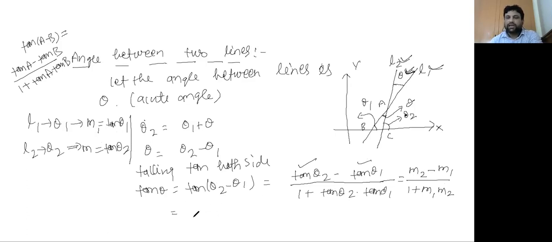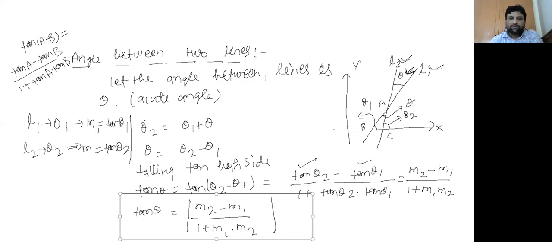Clear? And here you can see theta is the acute angle, so this theta angle will lie in the first quadrant. So definitely the value of tan theta will be positive. That's why I am using the modulus sign and writing tan theta is equal to the modulus of (m2 minus m1) divided by (1 plus m1 into m2). So this is the formula for finding the angle between two lines. Clear? We need to keep this formula in mind.